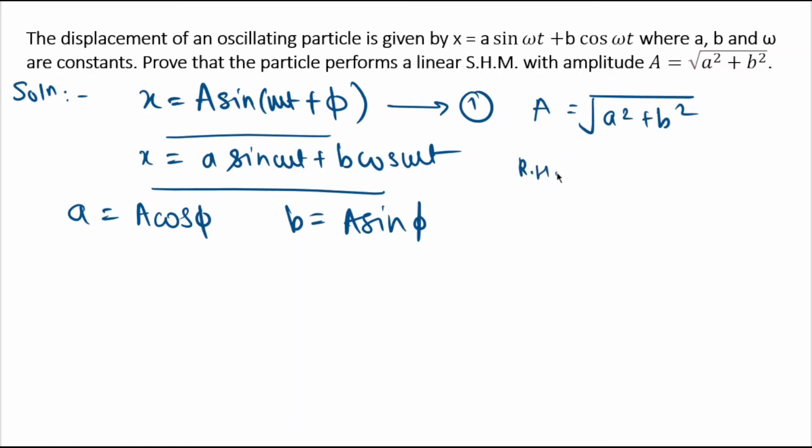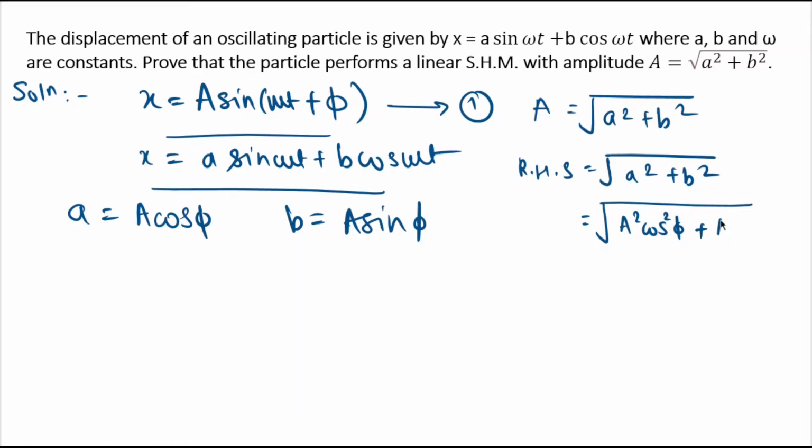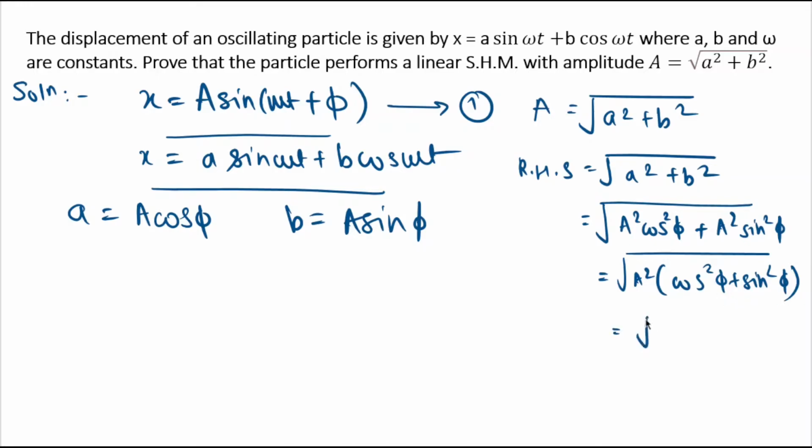So taking RHS, which is equal to root under a square plus b square, this will become A square cos square phi plus b square, which is A square sin square phi, and A square is common, so taking A square outside, this will become cos square phi plus sin square phi. Now this thing is equal to sin square theta plus cos square theta, which is equal to 1. So here only A square is remaining, root of which is equal to A, and this is equal to our LHS. So we have hence proved this is the amplitude, which is given by root under a square plus b square, for this particle performing the SHM.